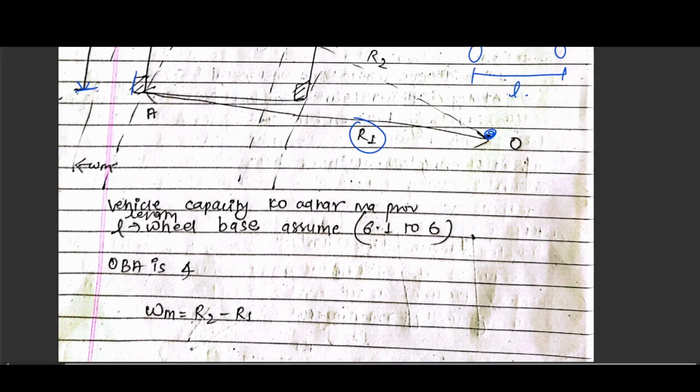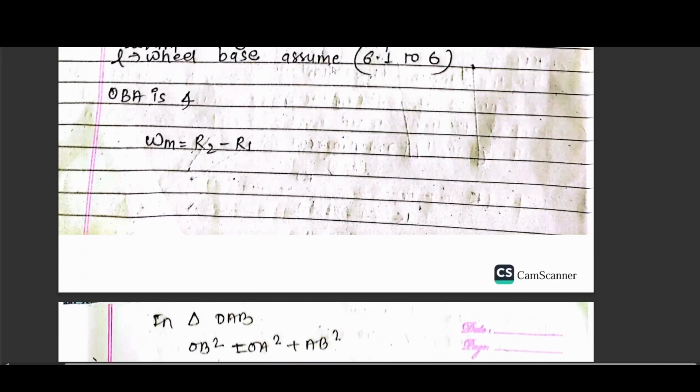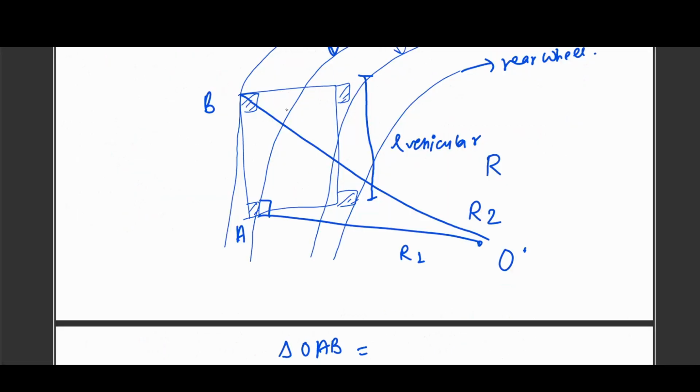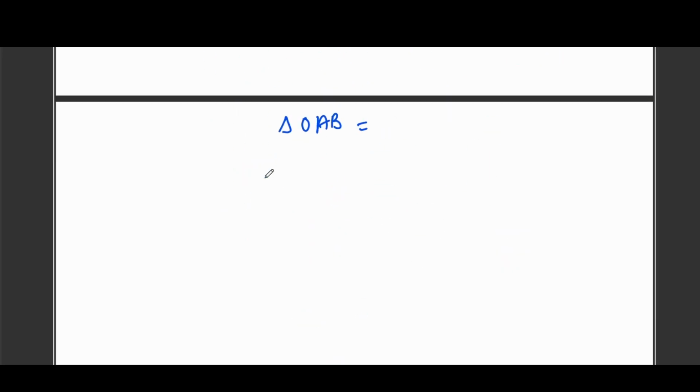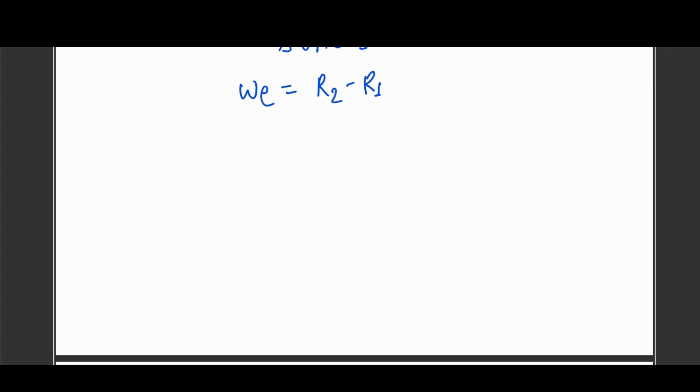So in triangle OBA, we know that, and this is known as the extra widening. Extra widening may be written as WE. So it will be R2 minus R1. As you can see in the figure, this length is R2 and this length is R1, the radius of the path traced. So this distance is called WE, so WE equals R2 minus R1.